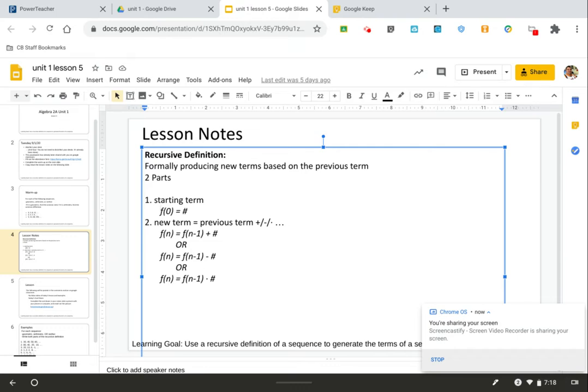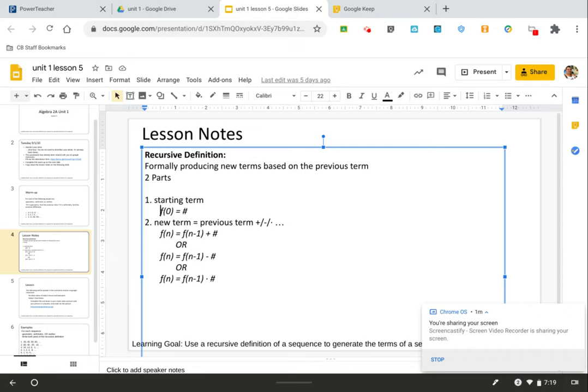Now, we've talked about this before. We've talked about it informally: if we know the pattern and we know the starting terms, we can produce a new term based on the previous term. But now we're actually going to use formal function notation. For the starting term, which we usually refer to as term 0, we're going to use the notation f of 0. That's going to be our starting term.